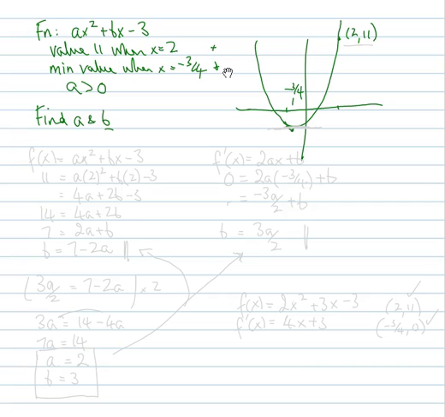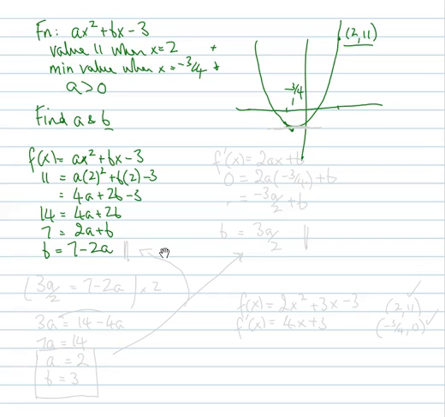The first thing I think we should do is make use of the information that the point (2, 11) fits on the curve. So if f of x is ax squared plus bx minus 3, then 11 equals a times 2 squared plus b times 2 minus 3. That's 4a plus 2b minus 3. Take the 3 across the other side: 14 equals 4a plus 2b. Divide everything by 2: 7 equals 2a plus b. And let's just isolate b: b equals 7 minus 2a.